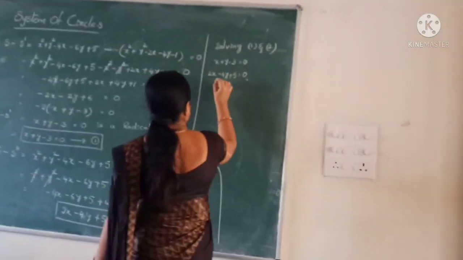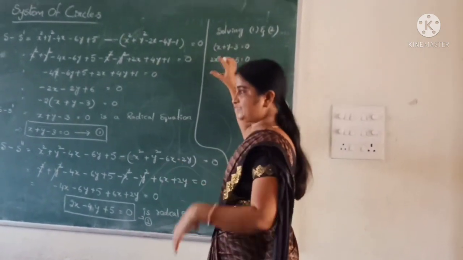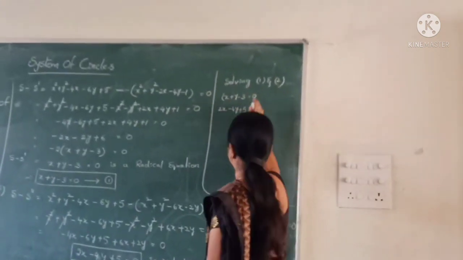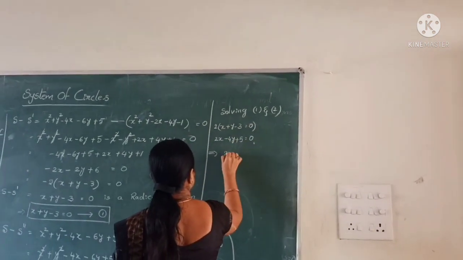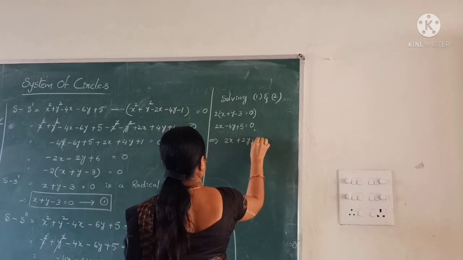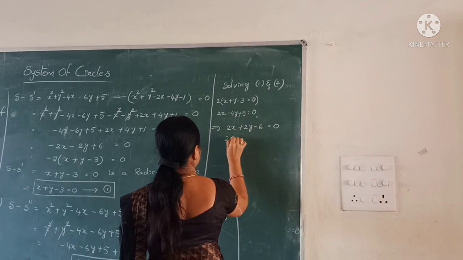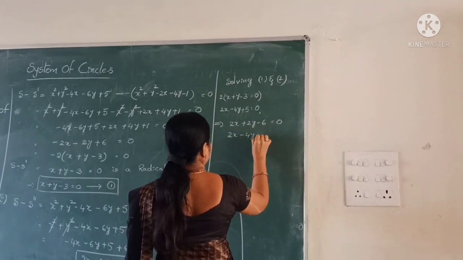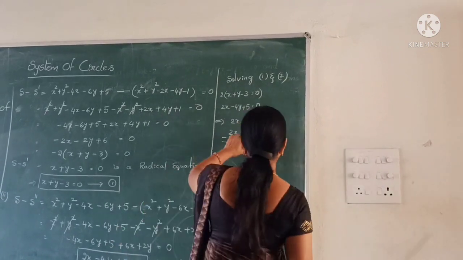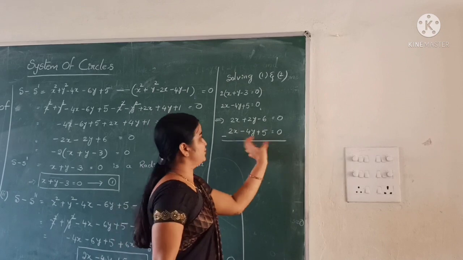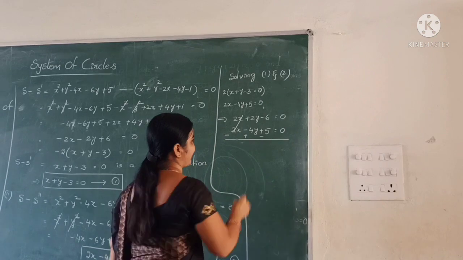So here, when we are solving, we have to equalize either the x coefficients or the y coefficients. So I have to multiply by 2. Multiplying by 2 gives 2x plus 2y minus 6 is equal to 0, and as it is I write this one, 2x minus 4y plus 5 is equal to 0. Since we are subtracting, the signs change here. Minus, this is plus. 2x minus 2x gets cancelled.